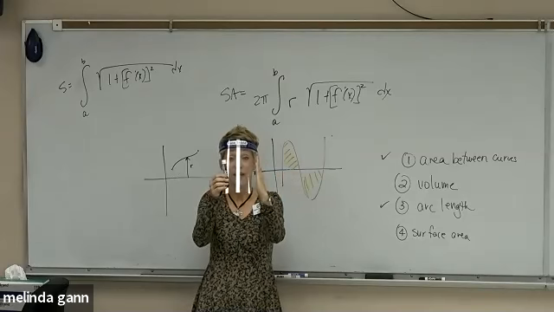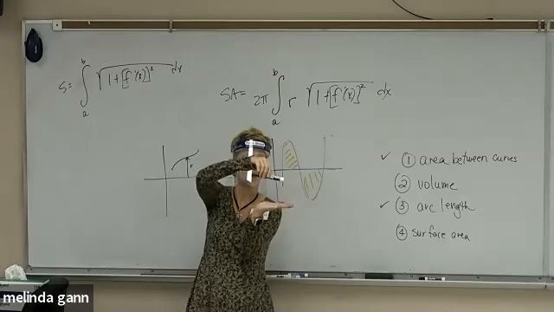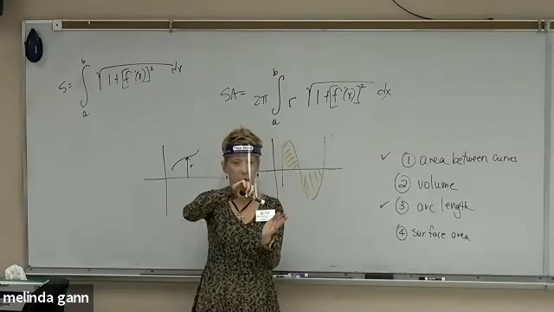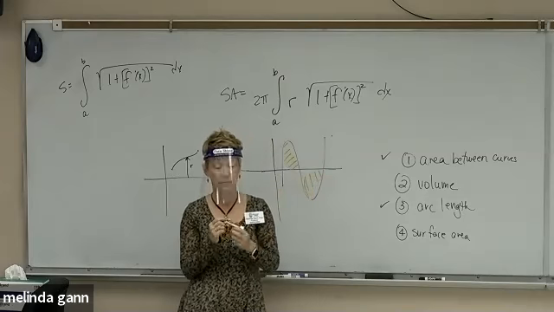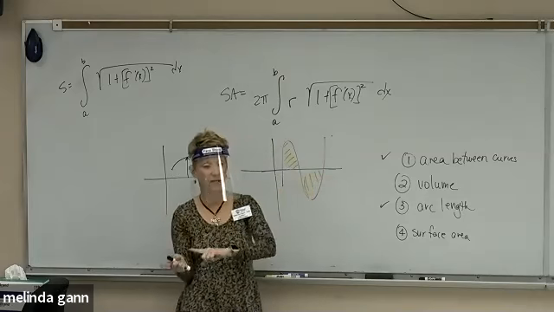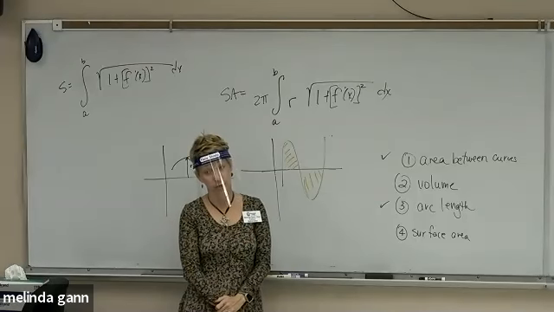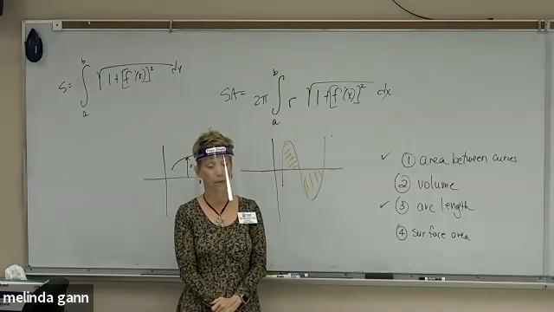Now, if that's vertical, it's dx. If it's horizontal, it's dy. But the dx, dy has nothing to do with the method. That's simply the orientation of the rectangle. Now, if it's perpendicular, it's either disc or washer. How do I decide between disc and washer? Gap or no gap? Okay.